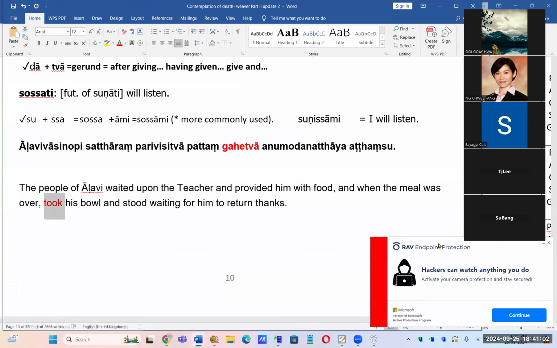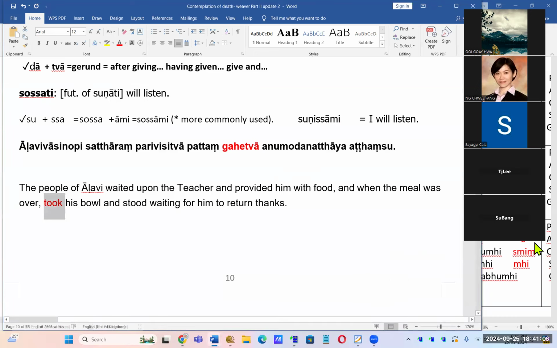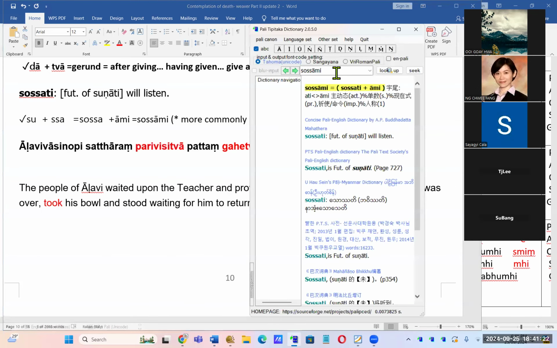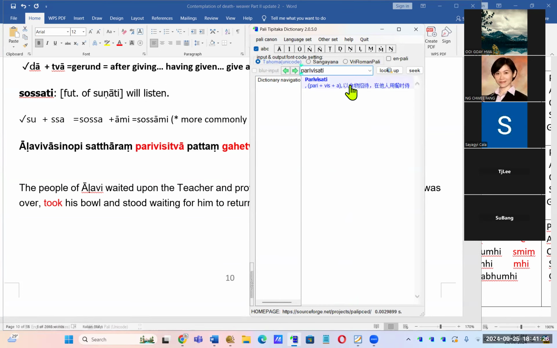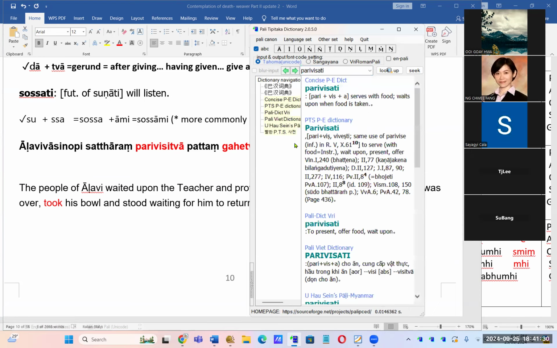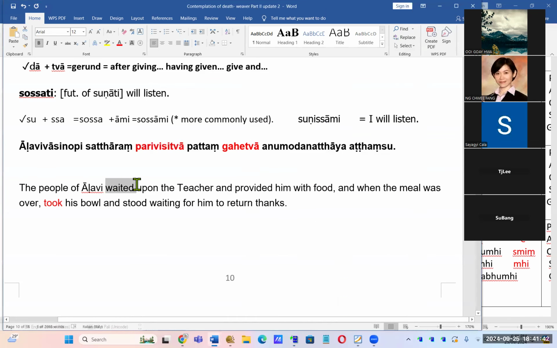All right. So next, which word? "Parivisitwa" is a gerund, provided. All right. I think "parivisati": wait upon and serve with food. So I have two meanings here. One is wait upon, and the other is serve with food. So we can take these two meanings. First meaning wait upon and provide. It has two meanings here.